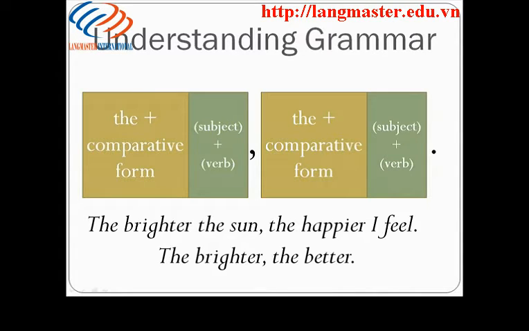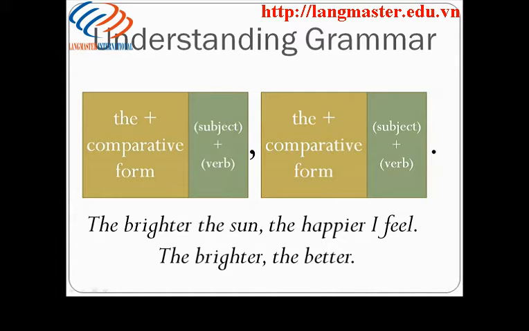It may help to see the structure presented like this. The two halves are separated by a comma. It's a sentence, so we must end with a period. Both halves begin with the plus a comparative form of a word. The comparative is followed by a subject and verb.